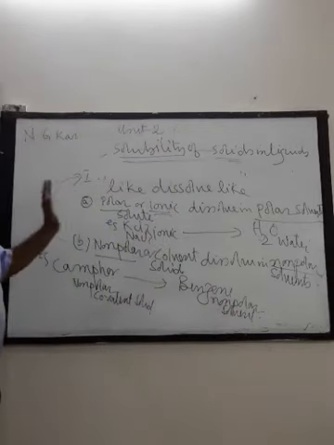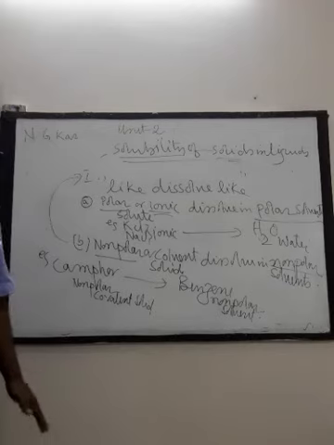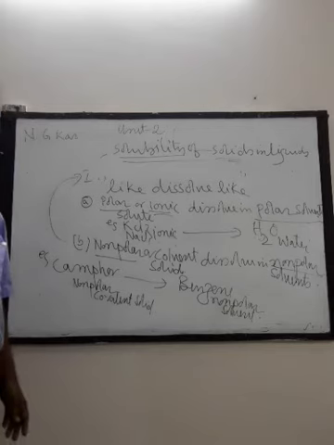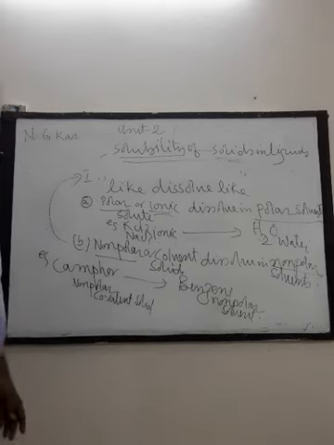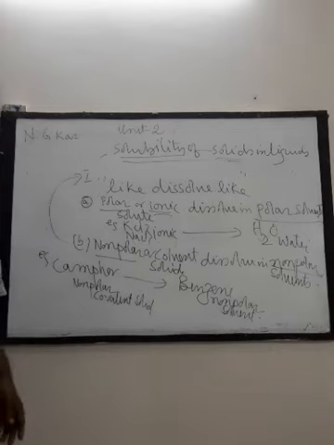So this is our first point. Like dissolves like. If both solute and solvent are polar or ionic, then dissolution is possible. If both are non-polar or covalent, then also dissolution is possible, but the reverse is not possible. So this is our first case, that is, the nature of solute and the nature of solvent.